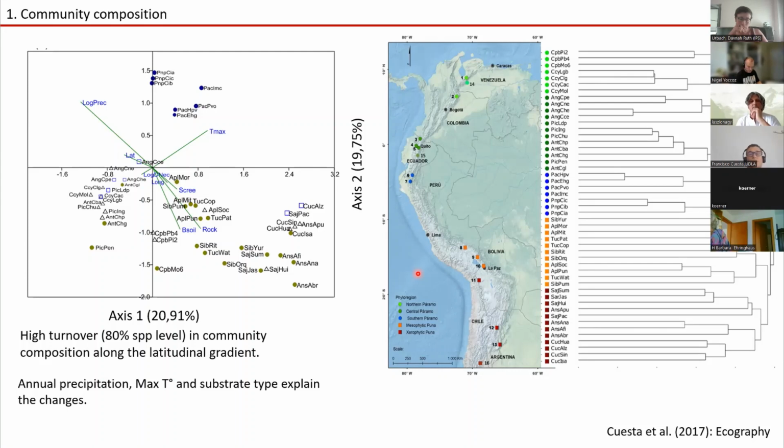So we were trying to understand what's going on, and we found out the annual precipitation that goes from north to south, and the temperature, the maximum temperature of the summit, of all the conditions of each of the summits, and the substrate type explain a lot of the observed changes in the community composition.